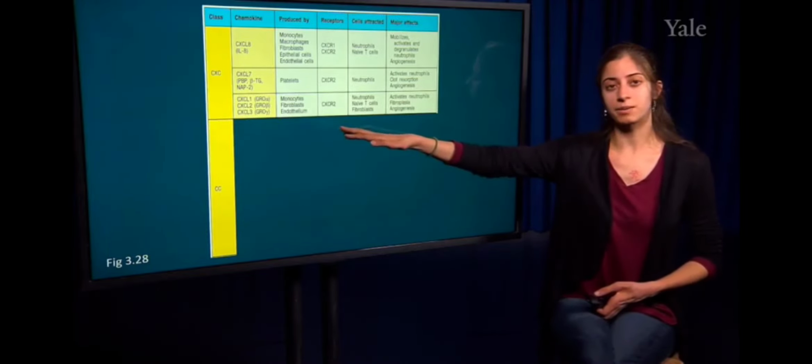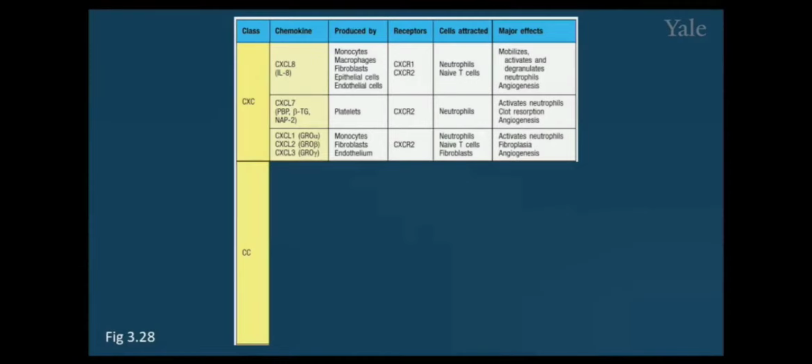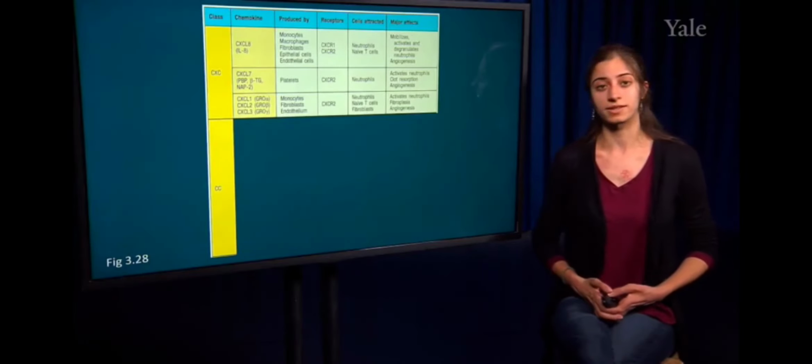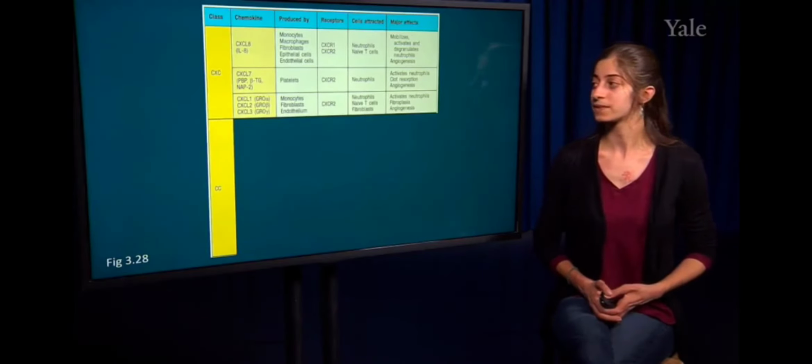Some other examples are CXCL1, 2, and 3. And while they do signal to other immune cells, you can see that, like the other CXC chemokines, they also are responsible for recruiting and activating neutrophils once they've reached the site of tissue damage.